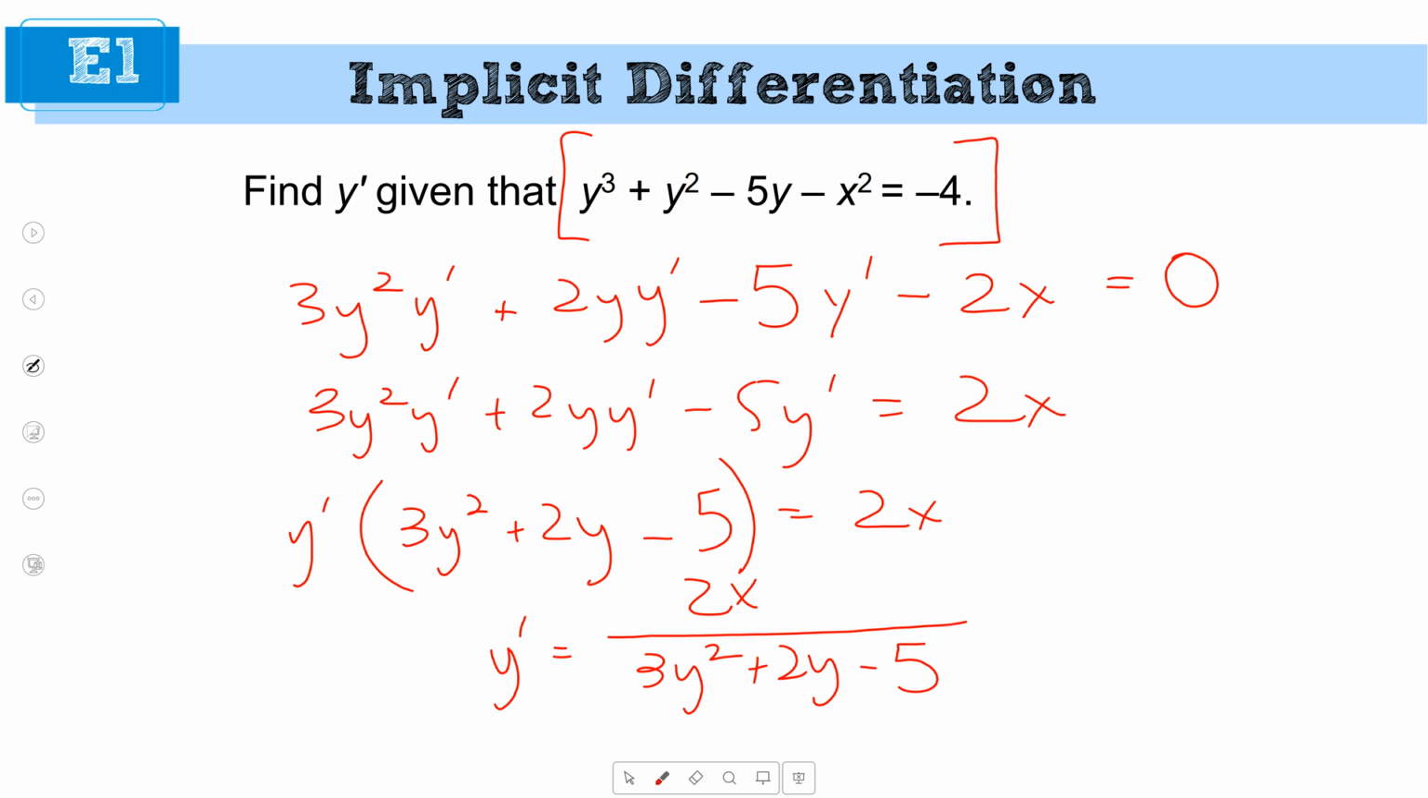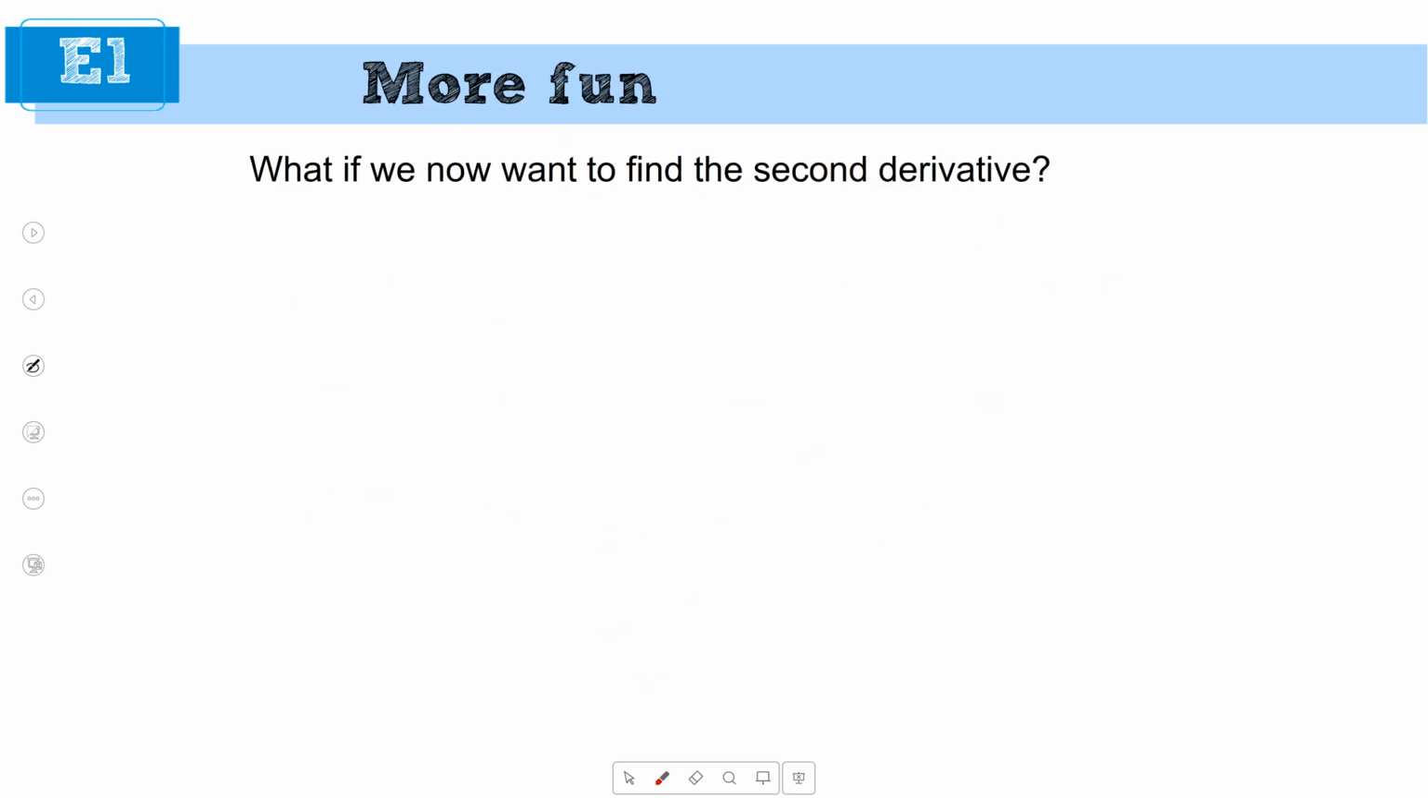What if I wanted a second derivative of that? Oh, yeah. Second derivative. Take the derivative of the first derivative. What would that involve? Quotient rule. Here we go.